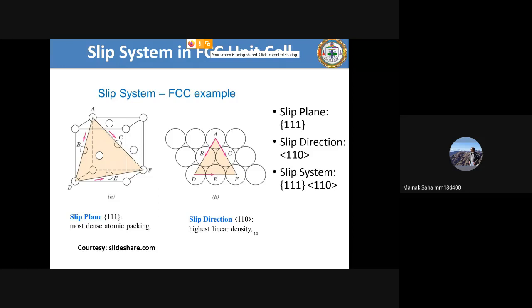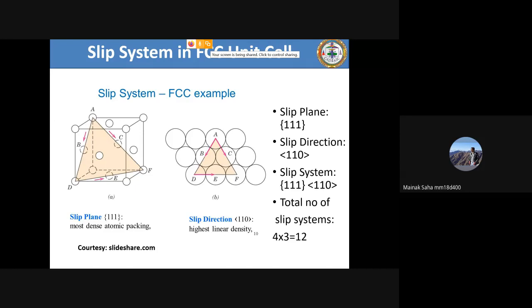So in total there are what? The slip system is 111 110, like HKL UVW, and the total number of slip systems is 4 into 3. That's four 111 and three 110, because each 111 has three slip directions, and the total comes to around 12. Okay? Right? You guys are clear with this? Any doubts, please ask.